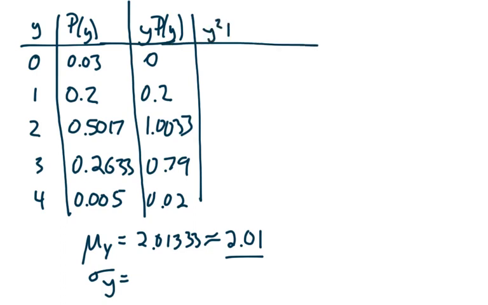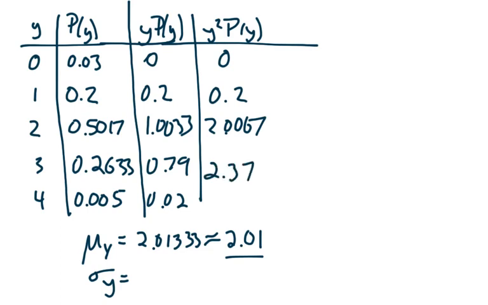Sigma sub y relies on the square root of a bunch of stuff. The first thing we're going to do is find this column, right? 0 times 0 is 0. 1 times 0.2 is 0.2. 2 times this is going to be 2.0067 because this was an approximate value in the first place. If you do this correctly from the beginning without the rounding, you're going to get what you should here. And then this is going to be 2.37 and 0.08. Okay.